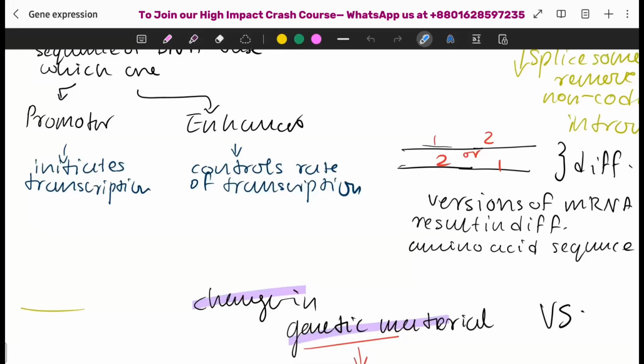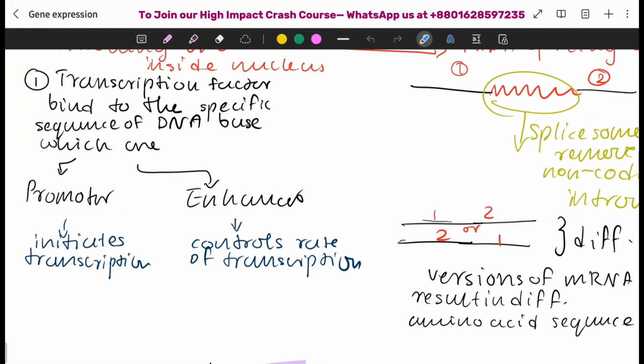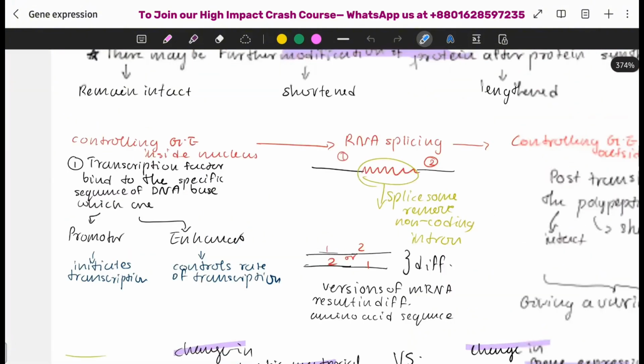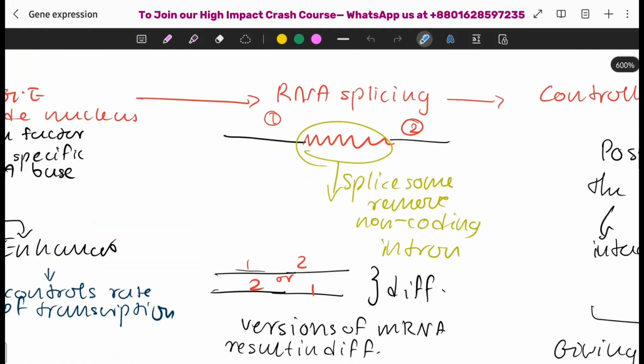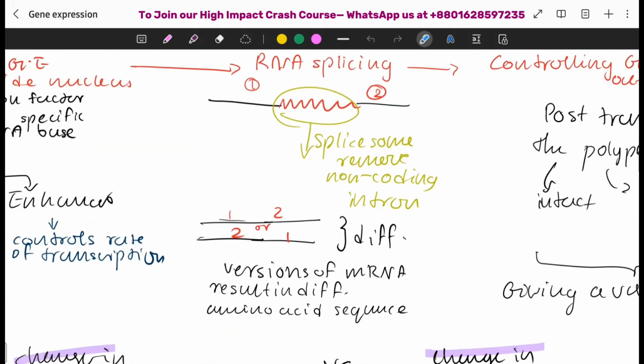Okay, so yeah, it has promoter and enhancer. We already talked about what they are. The promoter initiates transcription. The enhancer controls the rate of transcription. It enhances transcription. Yeah, so we are done with controlling inside the cell. Now we will go to RNA splicing. So again, the spliceosome enzyme will remove the non-coding introns and join the exons in different sequences, and that will give different versions of mRNA, resulting in different amino acid sequences.